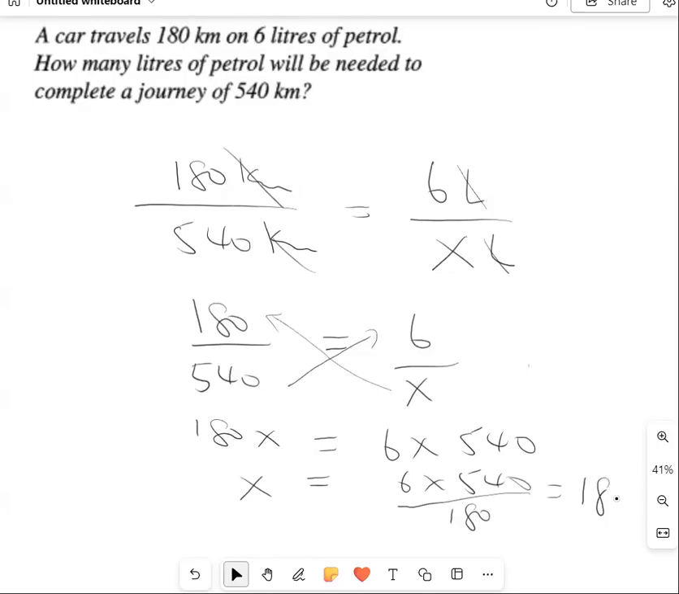So this is another approach where you use the whole idea that the ratio of the distances should be equal to the ratio of the volume or the amount of petrol used, right? Because that's what direct proportion says. The ratios are the same. The ratio of the distances and the ratio of the amount of petrol are equal in direct proportion.